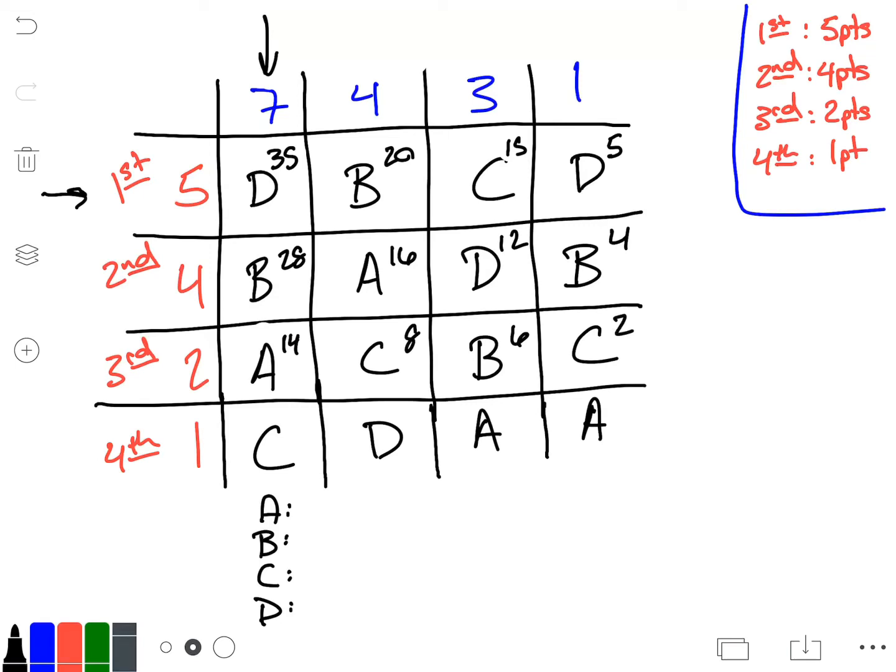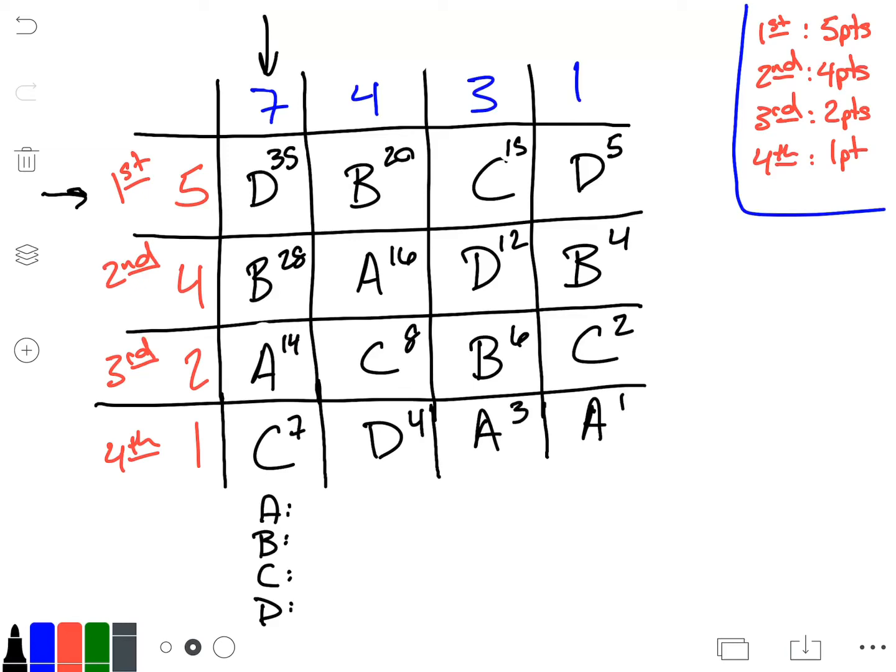Jump down to fourth place. Our last place votes, again, are going to be worth 1 point. While they technically don't have to be worth 1 point for last place, that is generally going to be the rule. So 7 last place votes at 1 point each. 7 times 1 is 7. 1 times 4 is 4. 3 times 1 is 3. And 1 times 1 is 1.